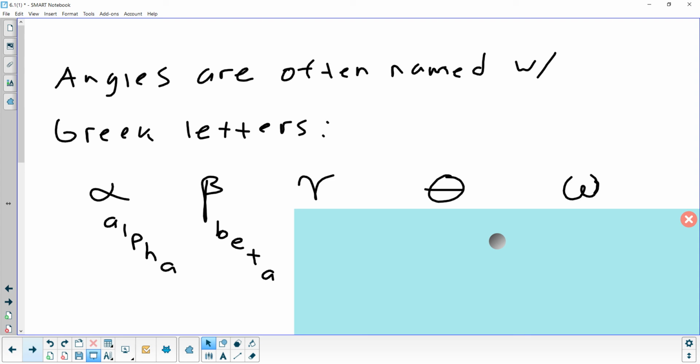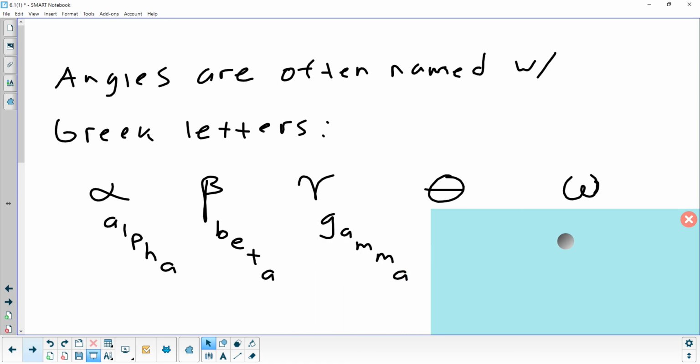How about that other one? Looks kind of like a Y a little bit. I don't know what that one is. Yep. There is an omega up there, but that one is not omega. That one is gamma. So that's gamma.